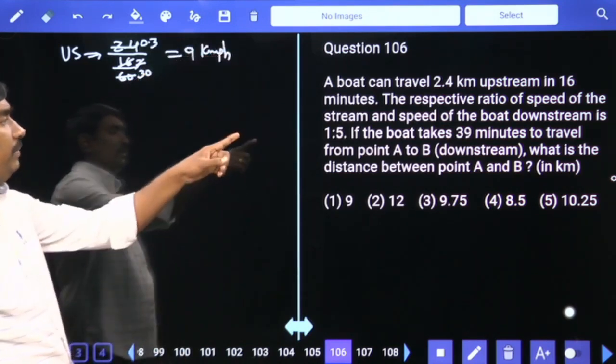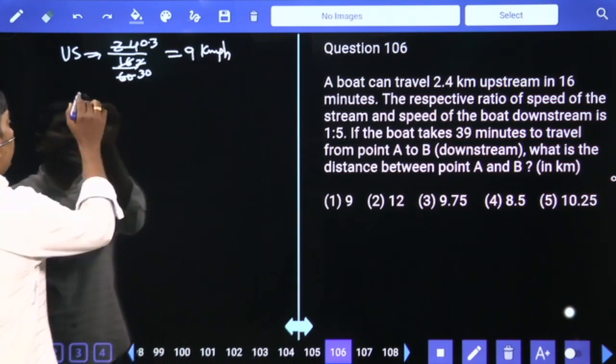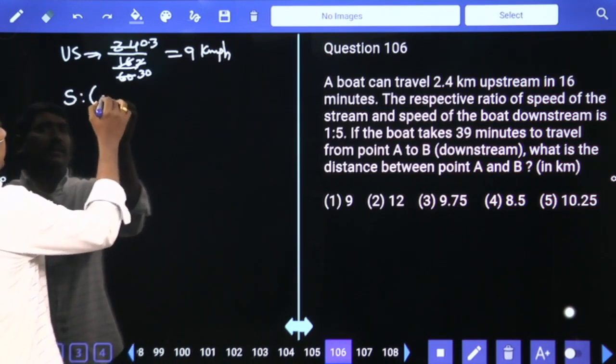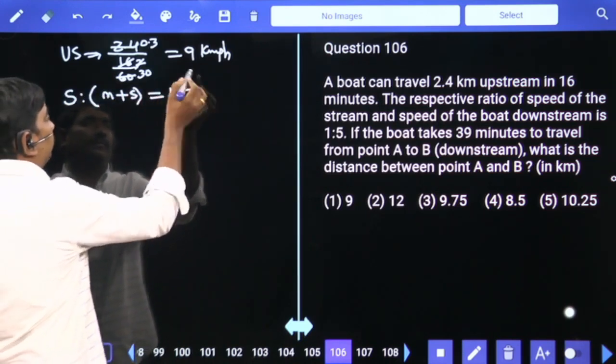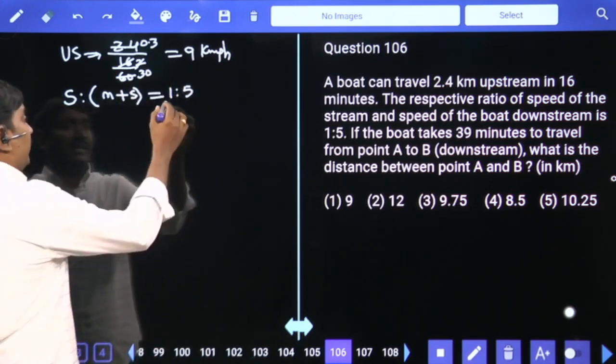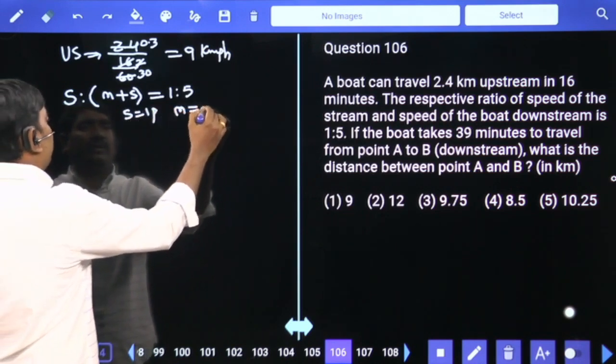The respective ratio between speed of the stream and speed of the boat downstream is 1:5. Speed of the stream means S. Downstream means M plus S. 1:5. So S is 1 part, which means M becomes 4 parts.